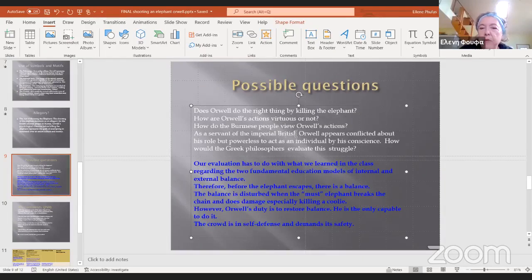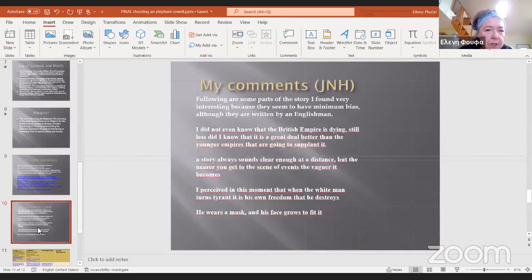As a servant of the Imperial British, Orwell appears conflicted about his role, but powerless to act as an individual by his conscience. How would the Greek philosophers evaluate this struggle? We'll look at the chart in a little while. Let's go on. Now, thank you very much. Professor Hadzopoulos sent back his comments, some of the story that he found interesting, and I think everybody has different parts of this story that they find interesting as well, but we do have these excerpts here.